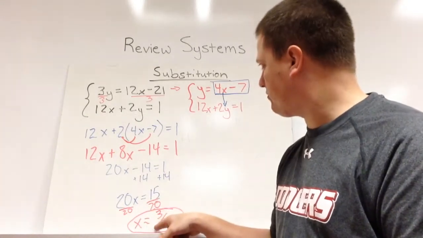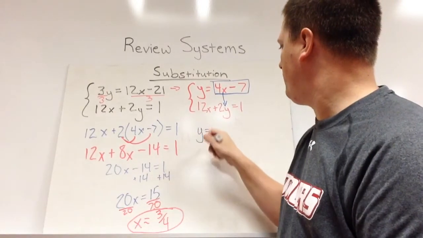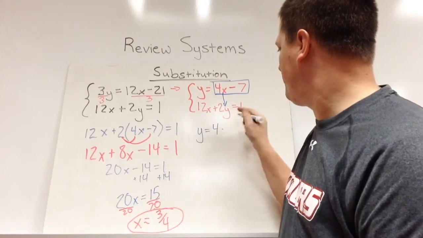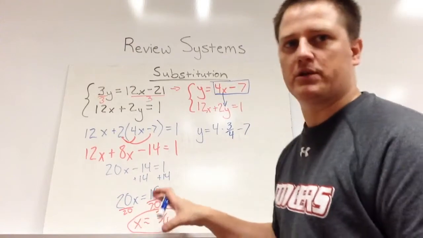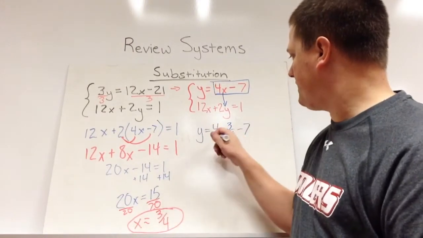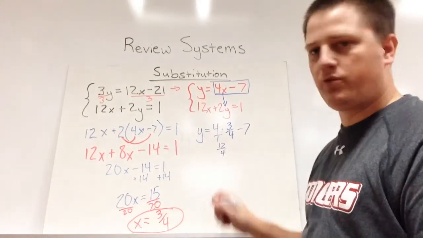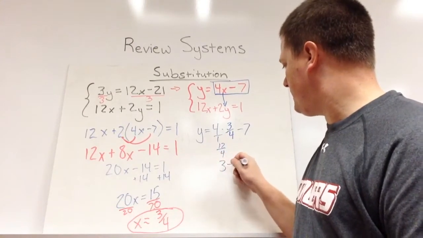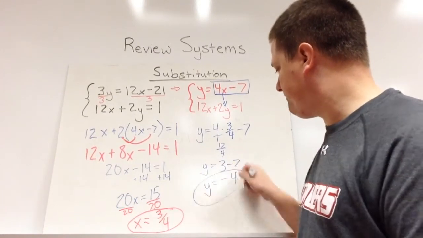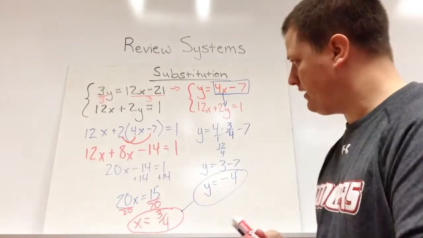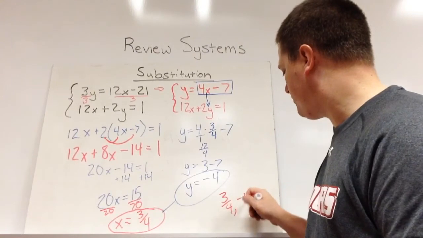Now what we need to do is take this 3/4, put it in for x here. So we're going to go y equals 4 times 3/4 minus 7. So I've said x is 3/4, so I can just take it and put it in for x. 4 times 3/4, I'm going to put a 1 over it. 4 times 3 is 12. 1 times 4 is 4. So I have 12 over 4, which is 3 minus 7 equals y. So my y is really negative 4. And these are my 2 answers. So we could write that as an ordered pair, 3/4, comma, negative 4.